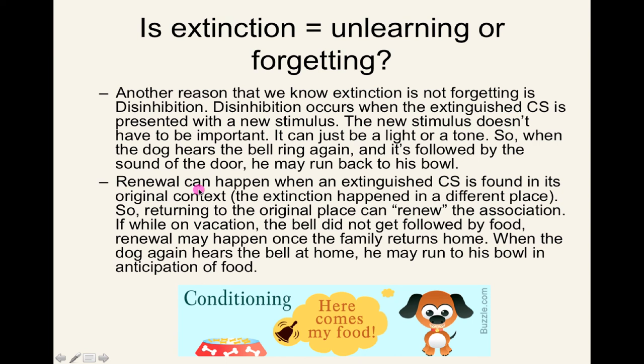Renewal can happen when an extinguished conditional stimulus, an extinguished CS, like the bell, is found back in its original context. Now, this is more applicable when the extinction happened in a different place. So imagine that our puppy here is trained to come running when he gets food by, here's the bell and gets his food, here's the bell and gets his food. And then the family maybe moves to another house in another neighborhood or something, and at some point in this new house, they extinguish him. They ring the bell and he doesn't get any more food. Ring the bell, doesn't get any more food.